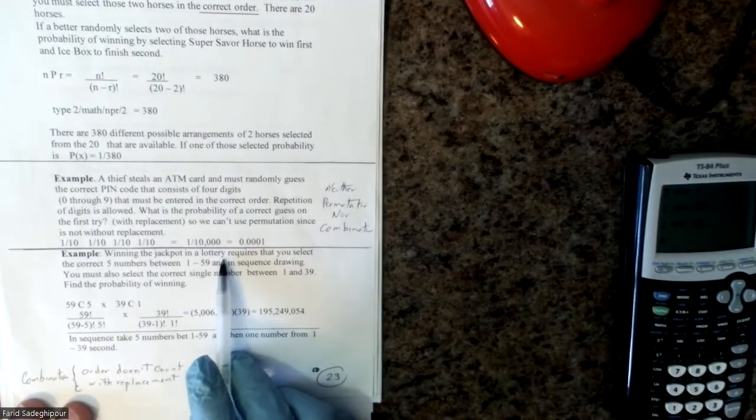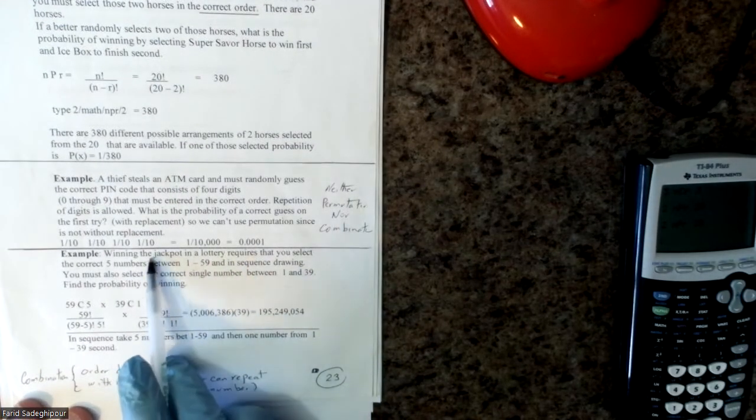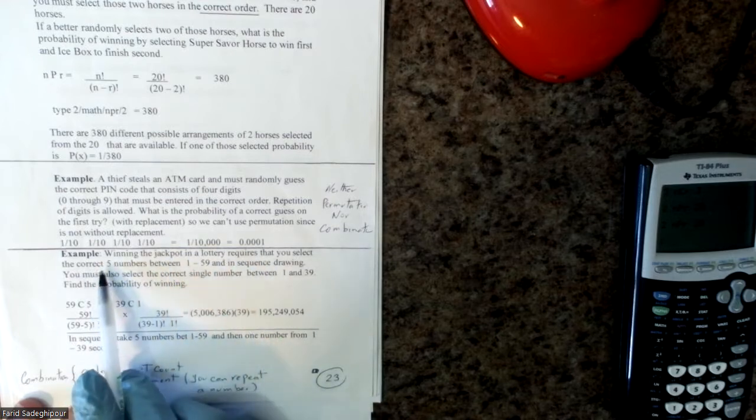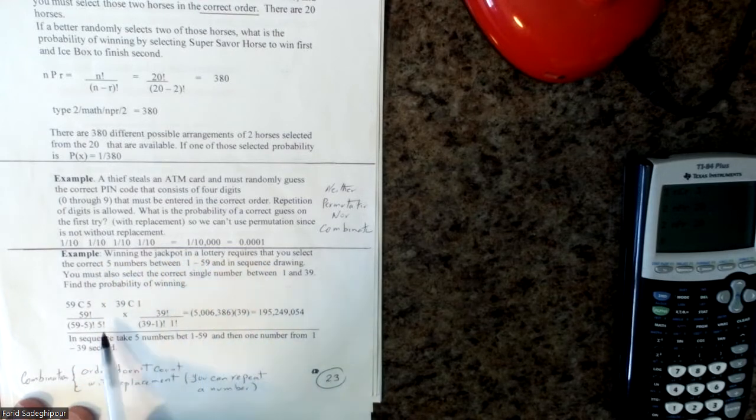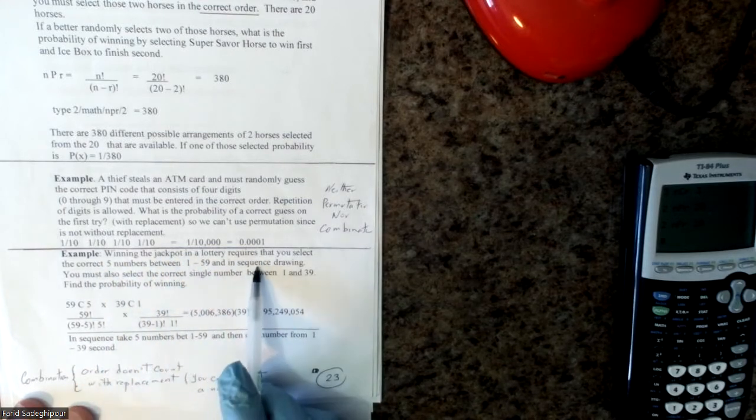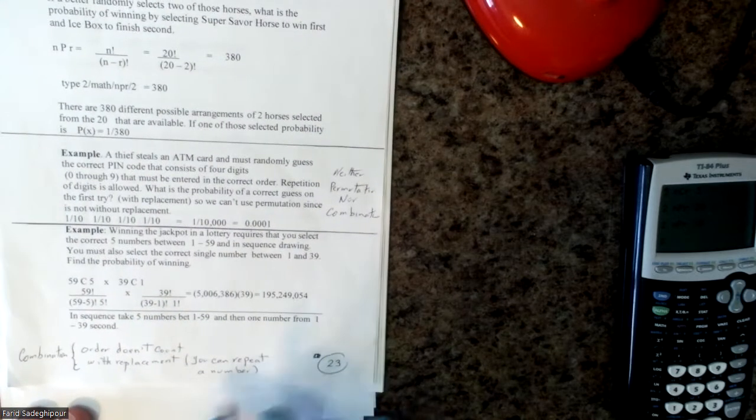This is a case where there are two types. One is you need to select 5 numbers between 1 and 59, and in the sequence, you need to pick 1 out of 39. So there are two combinations together. And why is it combination? Because of the reason.